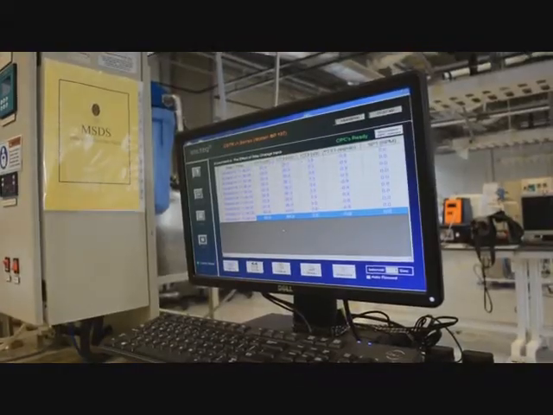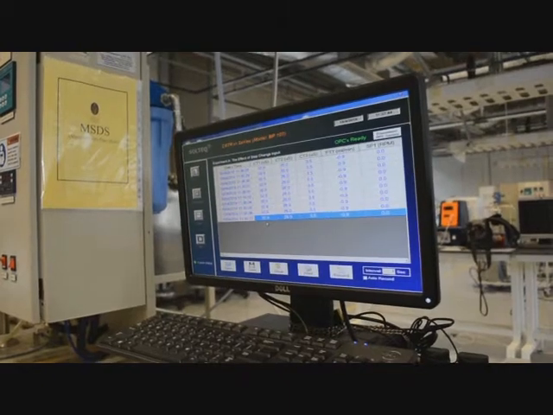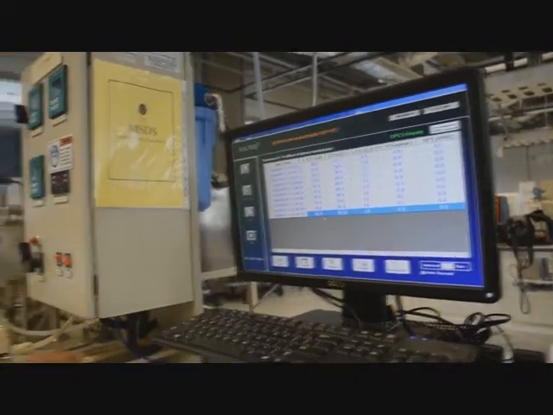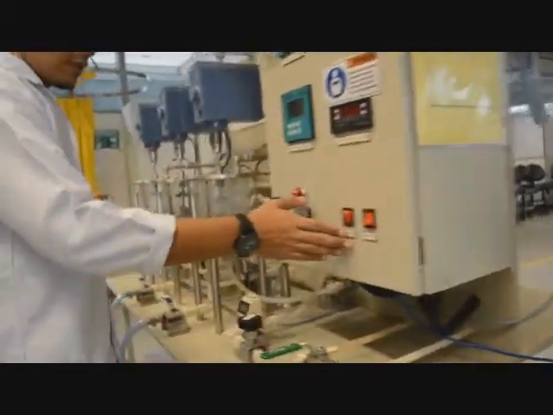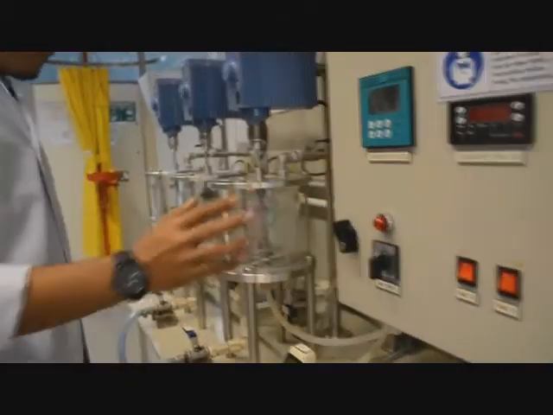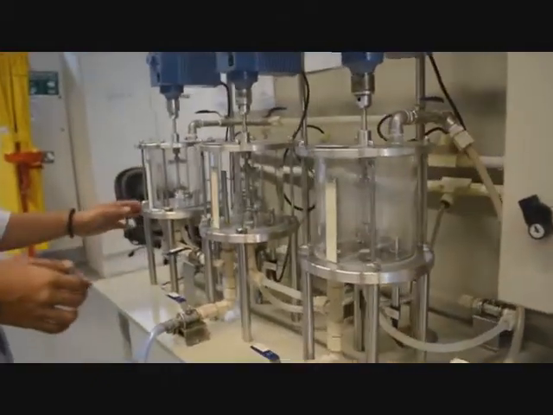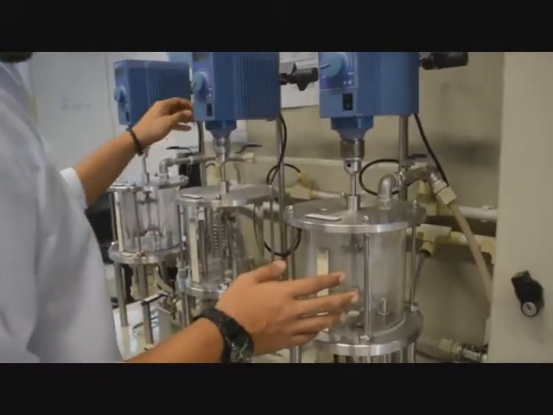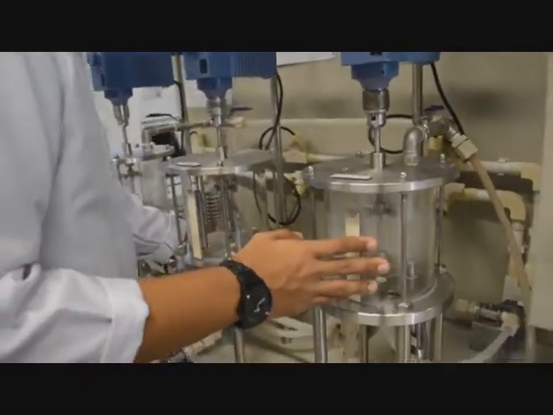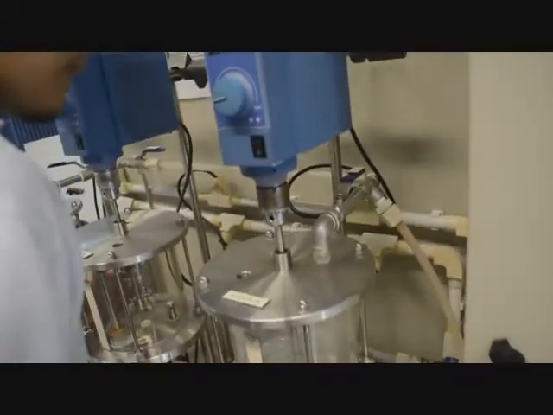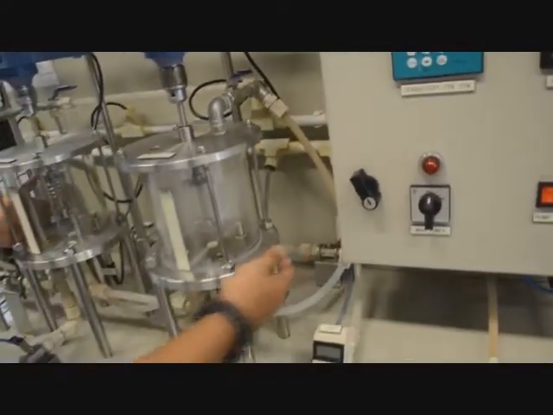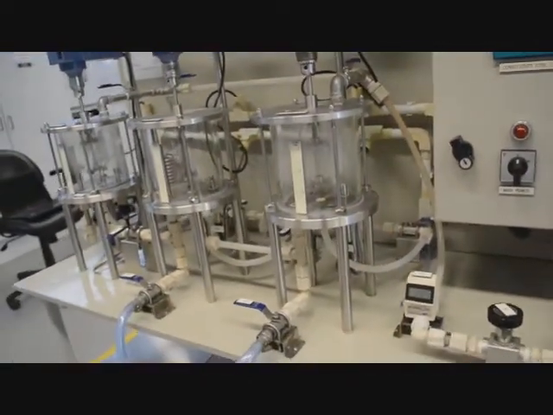Okay, after all the conductivity readings are constant, we need to switch off pump P2 here. To drain all the liquids, we need to open valves V3, V13, V12 and V11 to drain all the liquids into the waste tank.